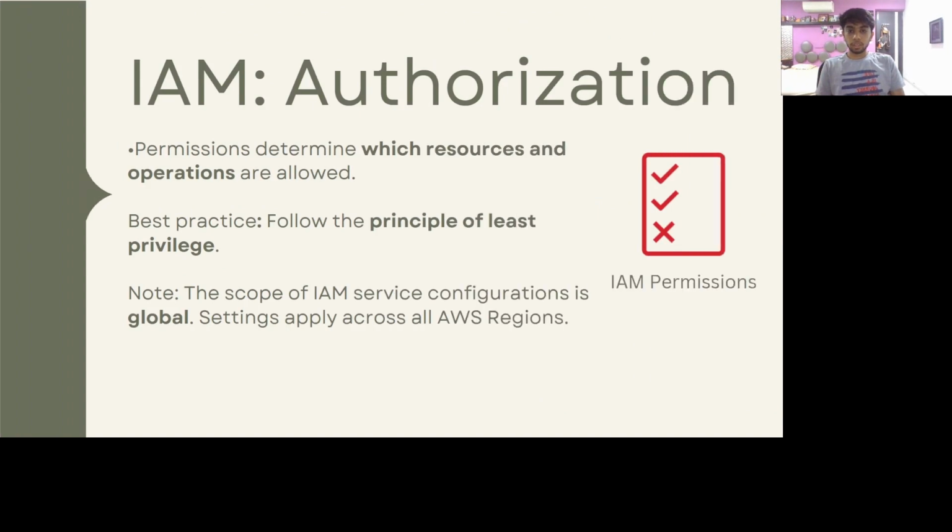The authorization part gives permissions to determine which resources and operations are allowed. The best practice for authorization is to give the least privilege, meaning the least access the user needs. Don't give any other access which is not needed. Also, the services and access given to the user apply to the global region, like global settings. The settings won't be charged according to the region.